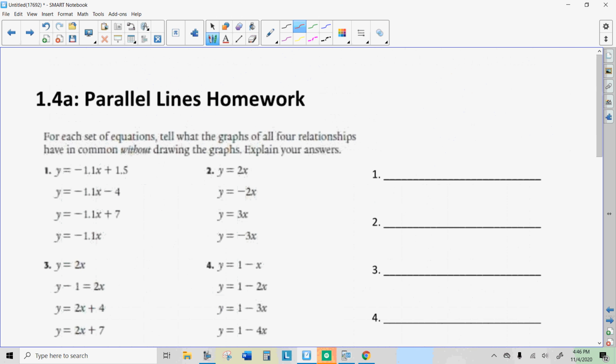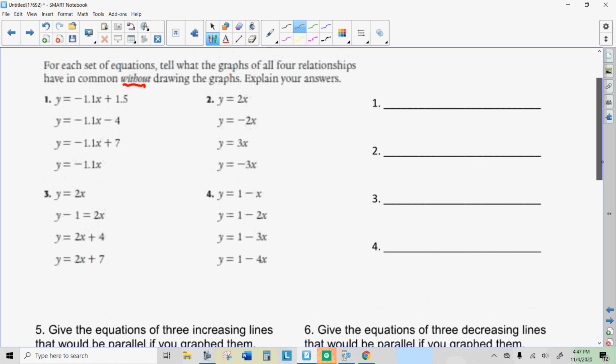So you're ready to do this homework. You're going to need your graphing calculator. It says do this without graphing, so what I'd like you to do is think about it first, what they would look like without drawing the graphs. And then go ahead and use your calculator and just see if you were right. All right? On your homework assignment, I'll give you some multiple choice so you can figure out what answer you want to put in there.